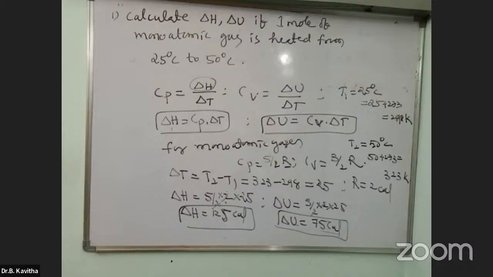Let me repeat it once again. Calculate the work done when 5 moles of an ideal gas is expanded isothermally and reversibly from a volume 2 liters to 10 liters at 300 Kelvin. Full stop. That is A, the first problem.